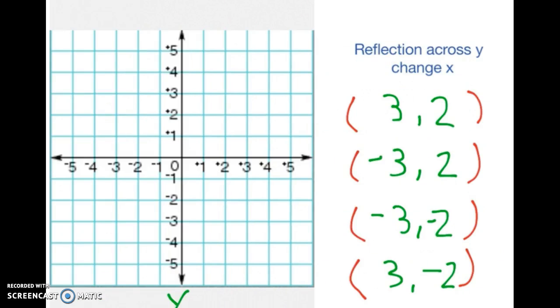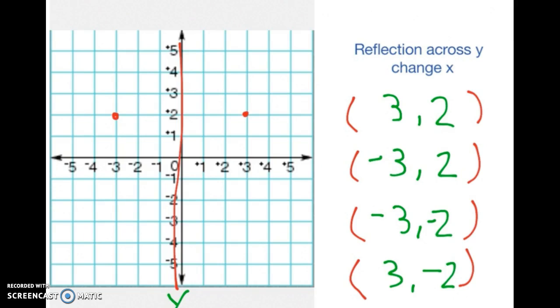And the last one, reflecting across the y. So we're going to change the x. So for the first one, it's over 3, up 2. Over 3, up 2 would be there. So because we're going to now reflect over the y, we're going to change the x but keep the y. So this time we're going to go -3 but also up 2.